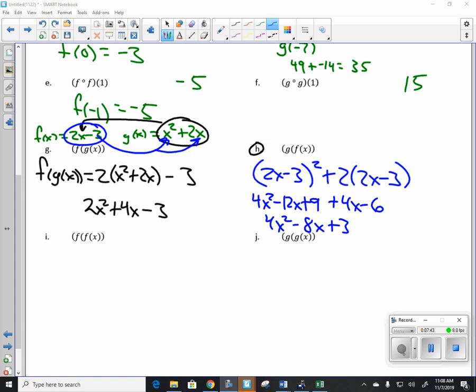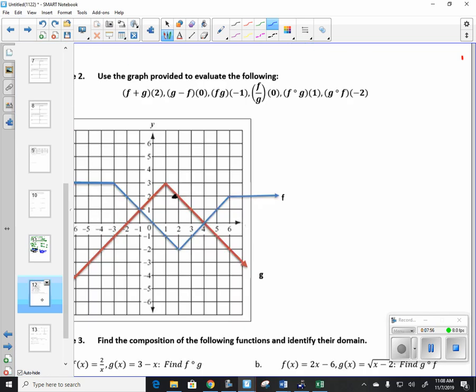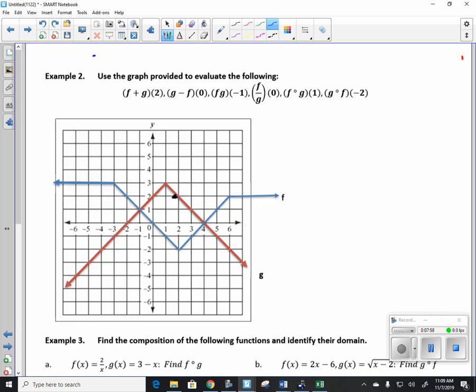Some people in the other classes, their first thought was to multiply the two, okay, and FOIL it out. I understand that it looks like you're multiplying two. You're not. You're composing them. We've looked at some good algebraic examples over the past few days of combining functions and composing them, adding them, subtracting them, doing all those pieces. Now we're going to look at a graphical approach.